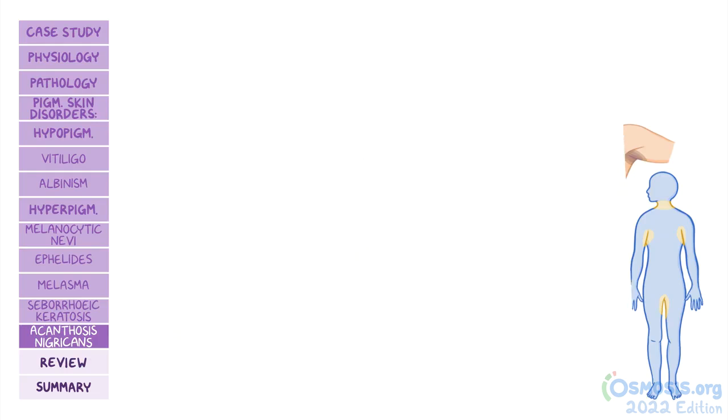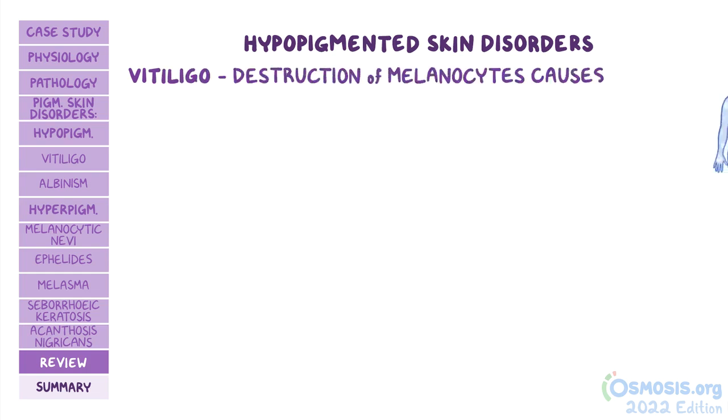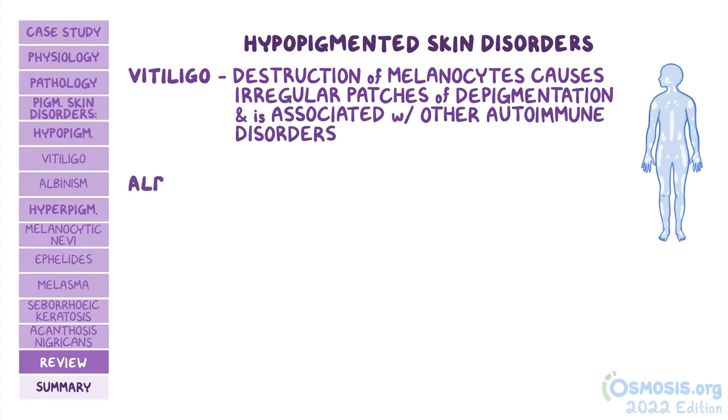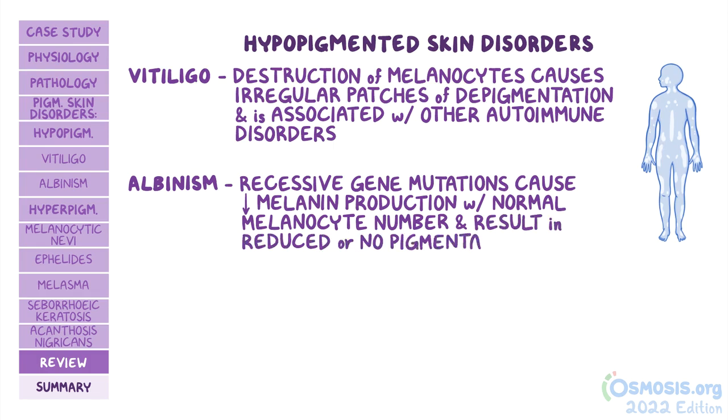Alright, as a quick recap. Hypopigmented skin disorders include vitiligo, in which destruction of melanocytes causes irregular patches of depigmentation and is associated with other autoimmune disorders, and albinism, where recessive gene mutations cause decreased melanin production with normal melanocyte number, and result in reduced or no pigmentation of the skin, hair, and eyes.